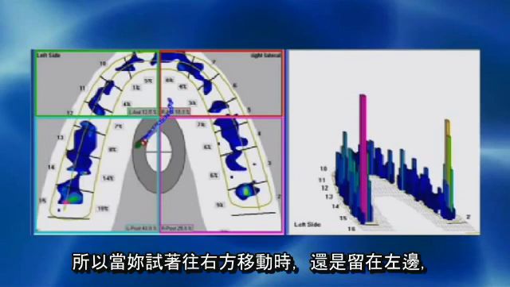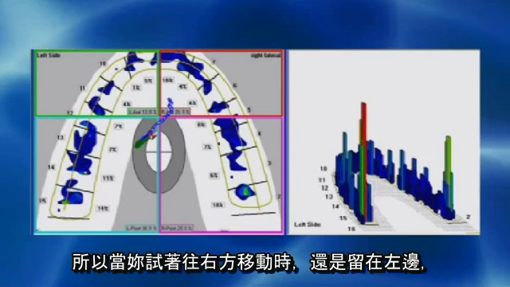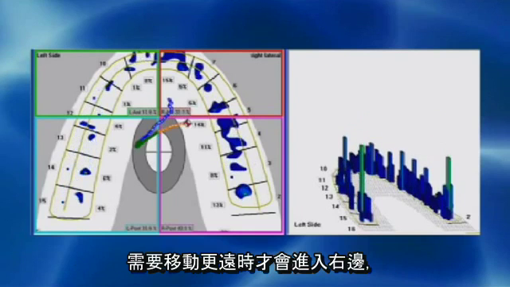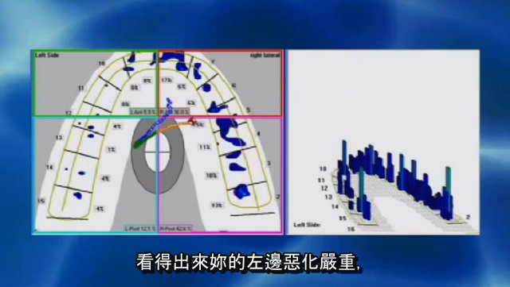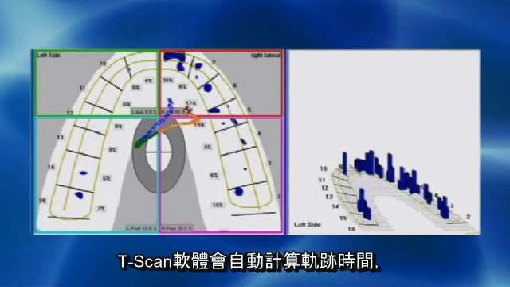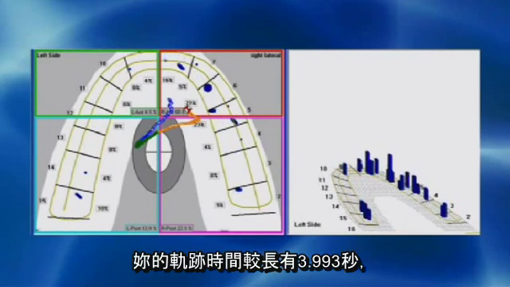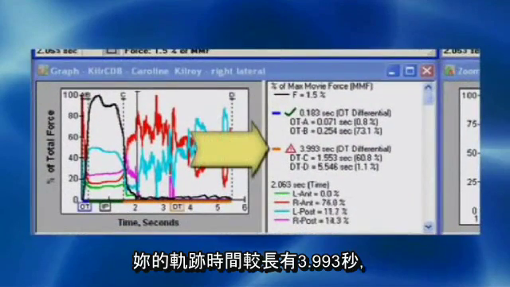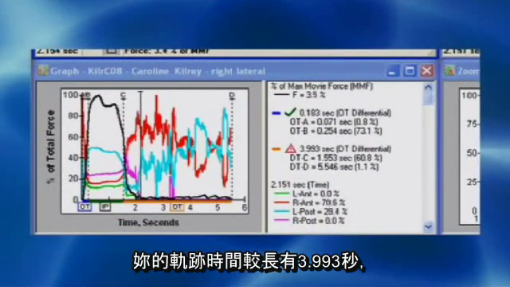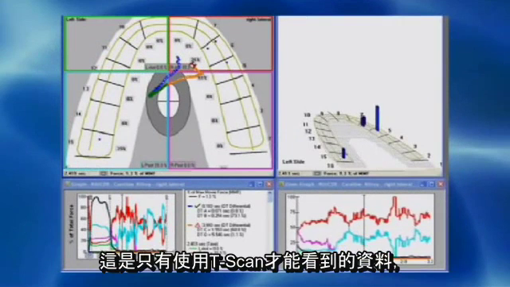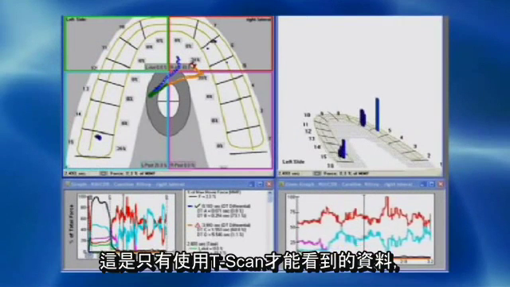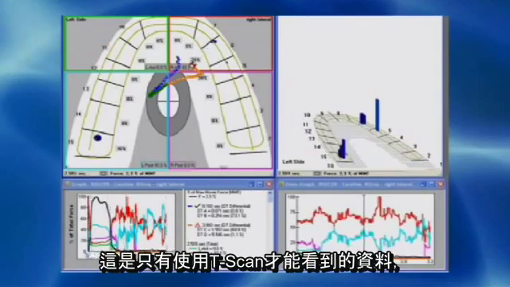So here, when you're moving to the right, you'll see that your back teeth stay together on the right side and on the left side. And then as you try to move further to the right, you actually have a worsening of the left side. And the T-scan software automatically calculates the time of disclusion, and yours is very prolonged at 3.993 seconds. In optimum occlusion, your back teeth should disengage in fractions of seconds, less than half a second. And that's the kind of thing that we can measure with the T-scan technology that's impossible to see by visual inspection.